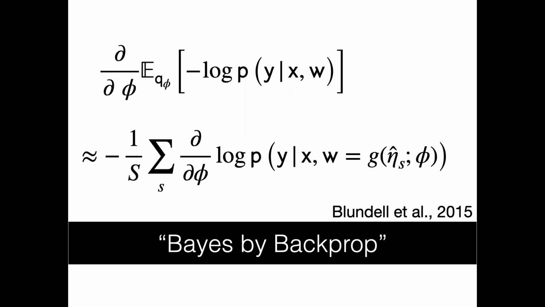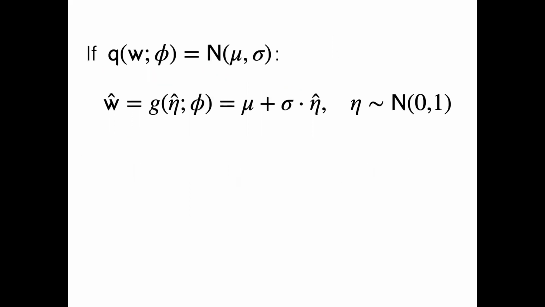Yeah, and so people have called this Bayes by backprop because it looks a lot just like gradient descent. Again, noisy gradient descent, but you're doing Bayesian inference, so Bayes by backprop is what people call it. And here's just the example I showed before.